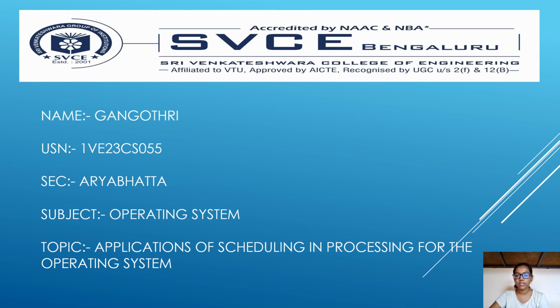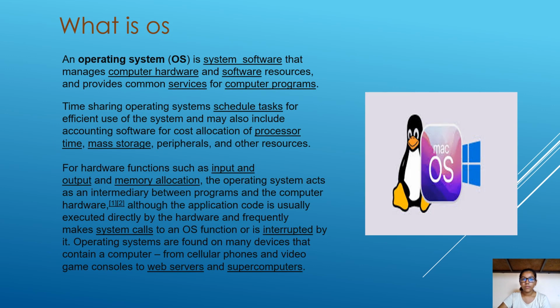Today I am going to explain the topic of applications of scheduling in processing for the operating system. What is OS? An operating system is a system software that manages computer hardware and software resources and provides common services for computer programs. A time-sharing operating system schedules tasks for efficient use of the system and may also include accounting software for the cost allocation of processor time, mass storage, peripherals and other resources.